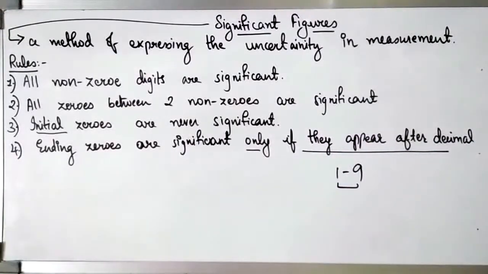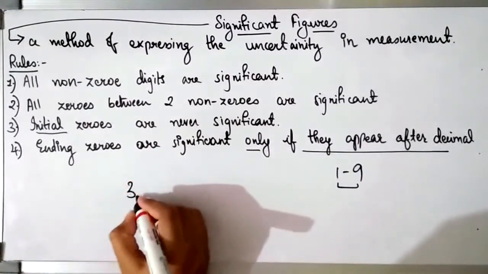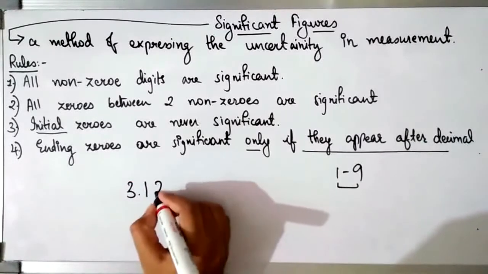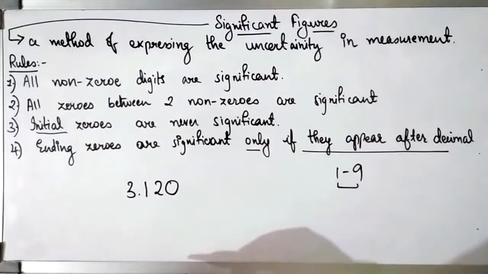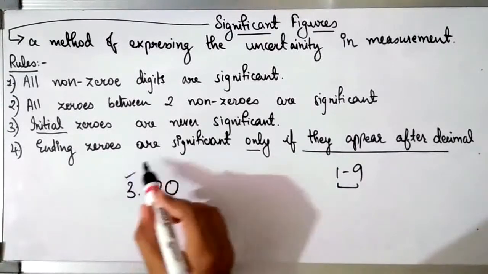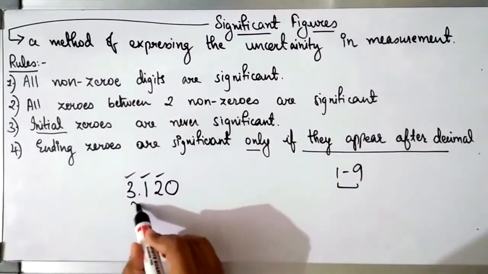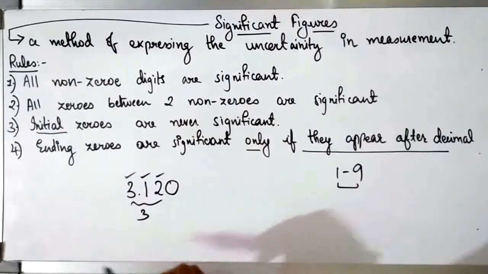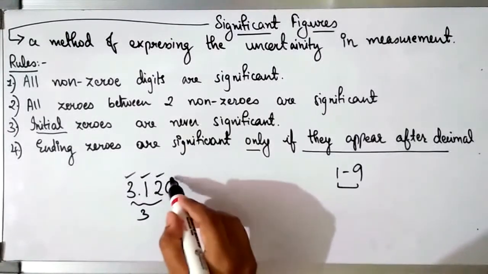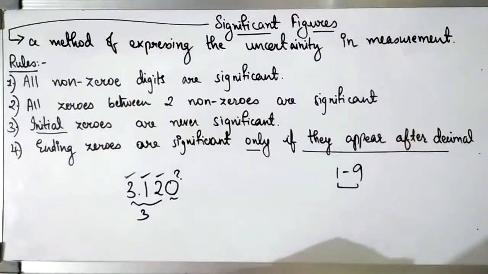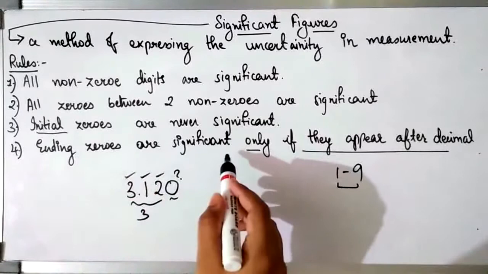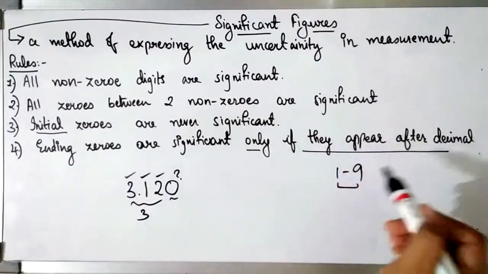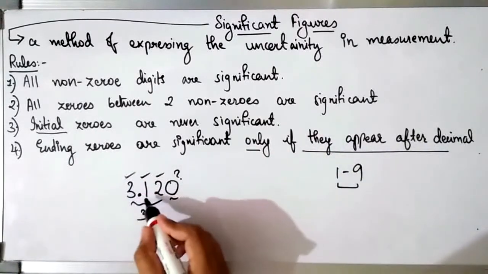Now let's take an example to see. Now we have something like 3.120, for example. Okay, so here if I ask you how many significant figures are there, first I'll say 3, 1 and 2. Together they make up 3 significant figures because they are non-zeros. Now let me check whether the 0 will be a significant figure or not. Now according to our fourth rule, the ending zeros are significant only if they appear after the decimal. Now here you can see that there's a decimal.